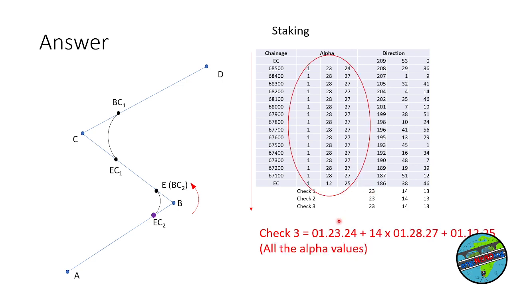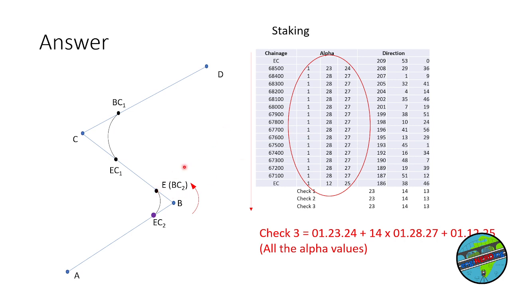But we do have a third check, which is we add all the alpha values together, because obviously these alpha values are the difference between the first one and the last one. Now, an easy way to do this is you count how many ones are in the middle. So this 1 degree, 28 minutes, 27 seconds, there are 14 of them. So you say that times 14 plus this one plus this one, it gives you the same answer. Then you can confidently say that you've done your calculations correctly, that everything has worked out.